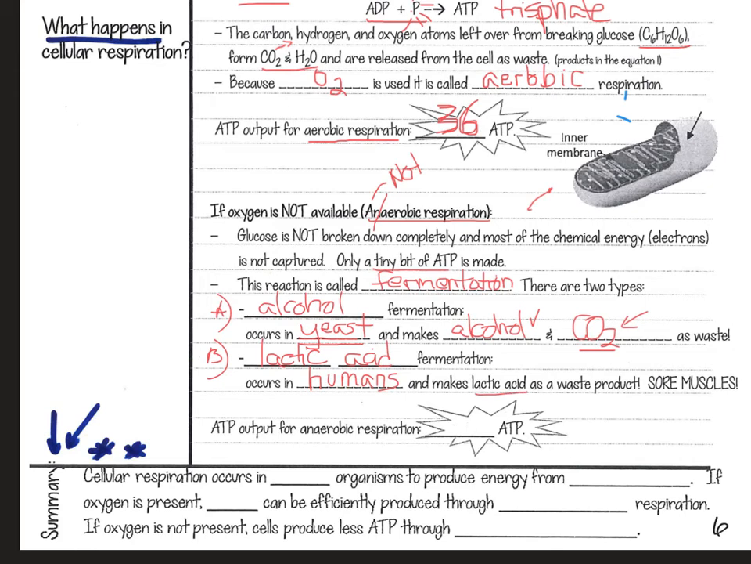The lactic acid is the waste product. You also breathe out CO2, but the lactic acid triggers some reactions in your body that basically make you sore. You can get rid of that lactic acid by stretching and by lighter movements, and your body can break down that lactic acid.